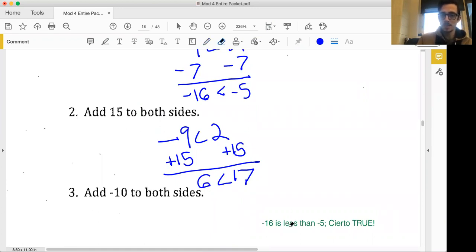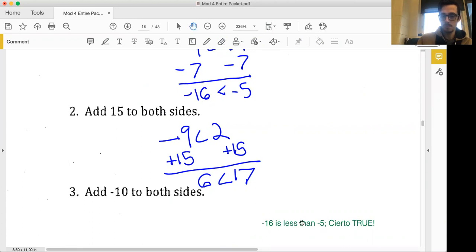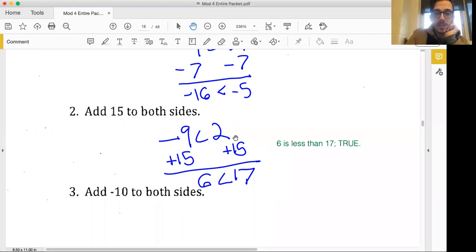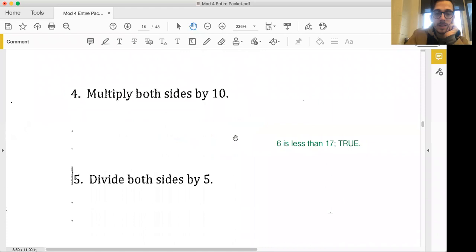What's being said? Take a gander. Think about this. Hopefully you're saying that 6 is less than 17, which is true. All right. Leave 10 to you. I don't think 10's asking too much.